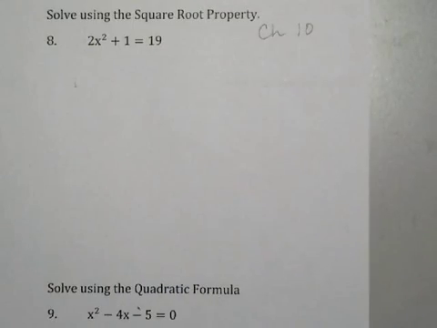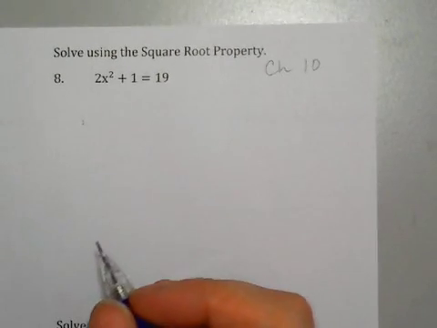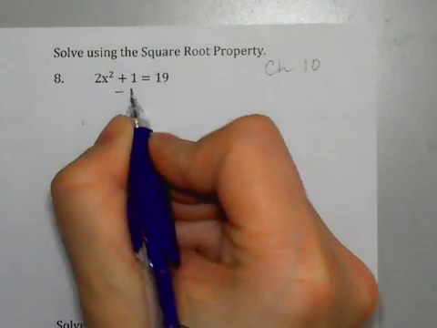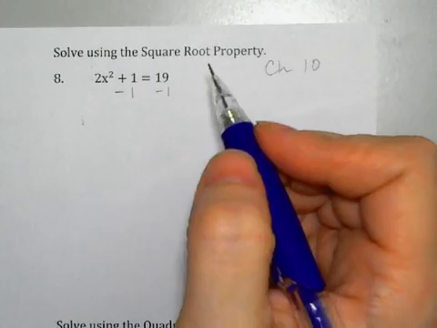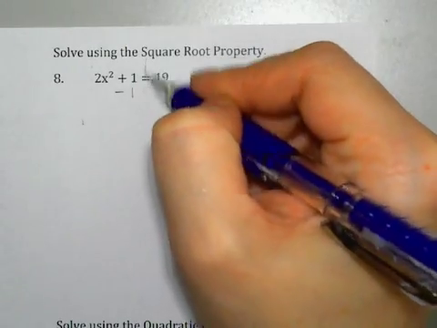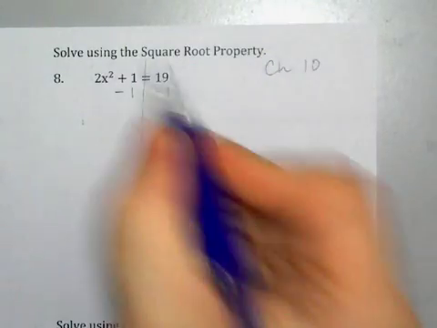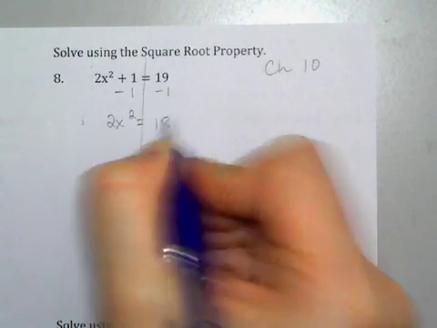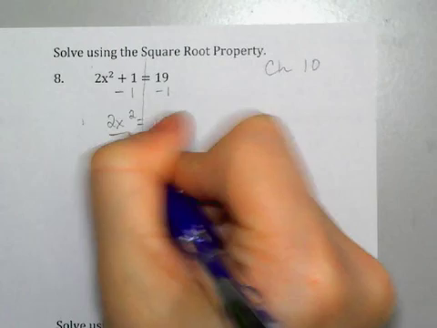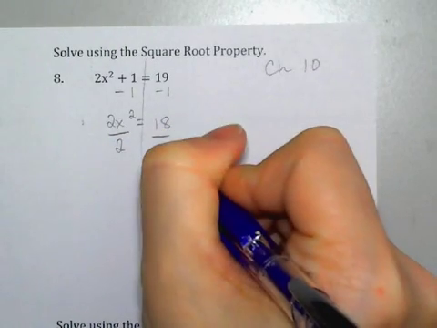So, to isolate the x squared, what can I get rid of first? Minus 1. And this is where, when we have an equal sign, we can do the same thing to both sides. I'm left with 2x squared equals 18. Divide both sides by 2 because I want to get that x squared alone.